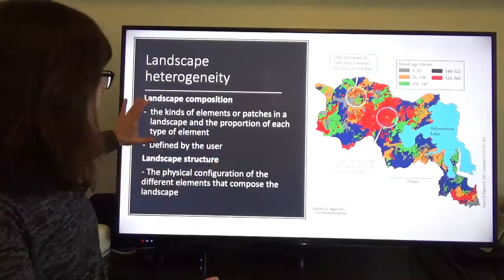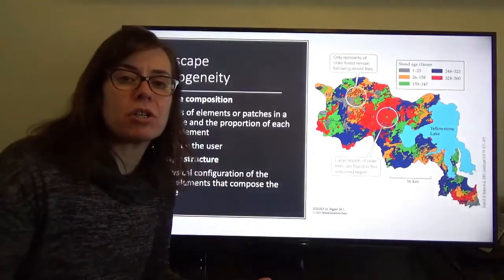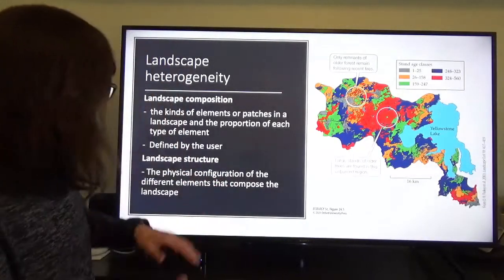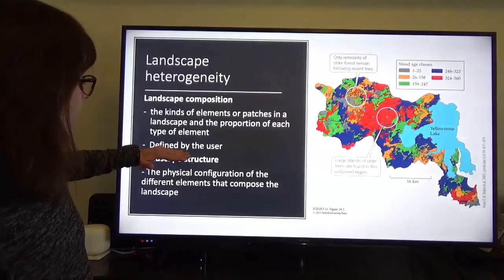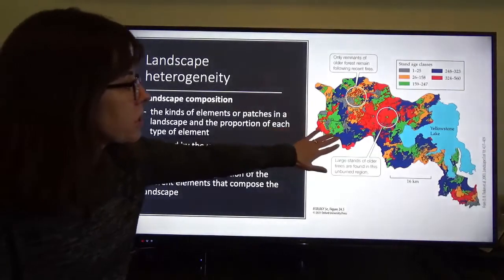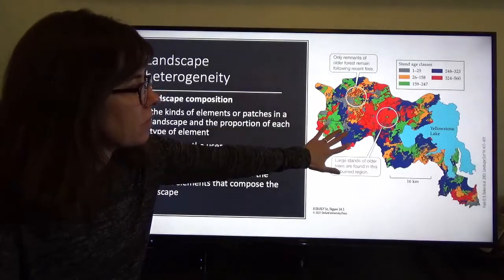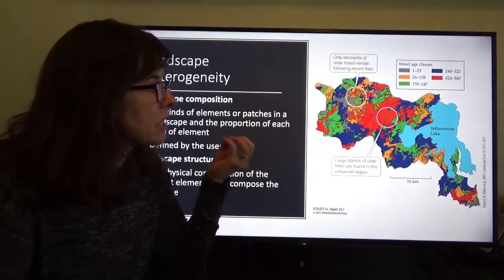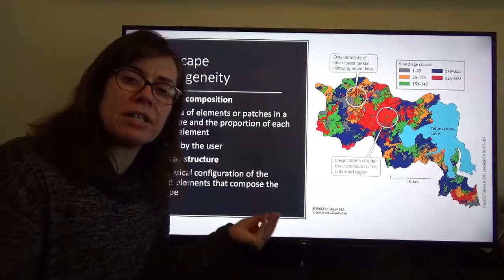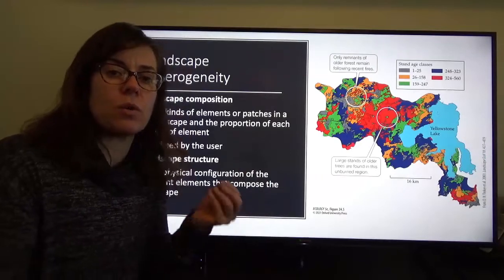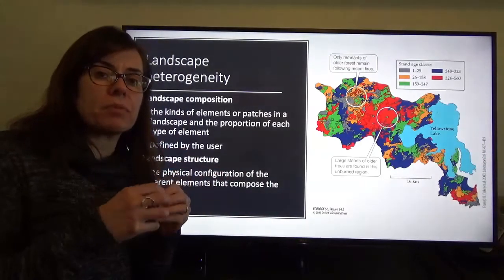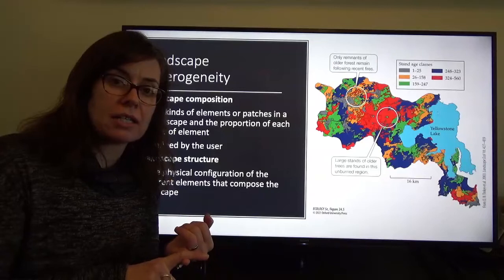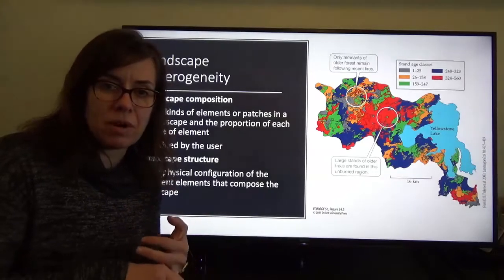So you can think about the landscape composition as being very similar to those species level terms we talked about already, okay? An important part of this is that it's defined by the user. For this particular study, the researchers were really interested in these broad stand age classes. That might not be appropriate for every study. And so the way you break up the landscape, the way you define the elements in the landscape, is going to be a function of the types of research questions you're asking and what you know about that system already.